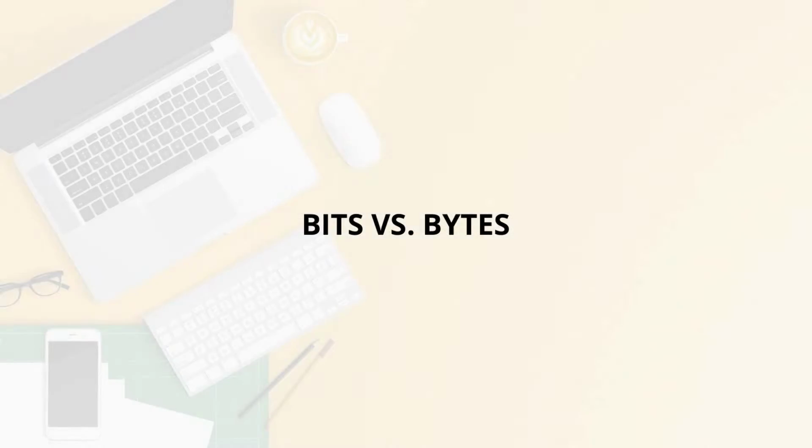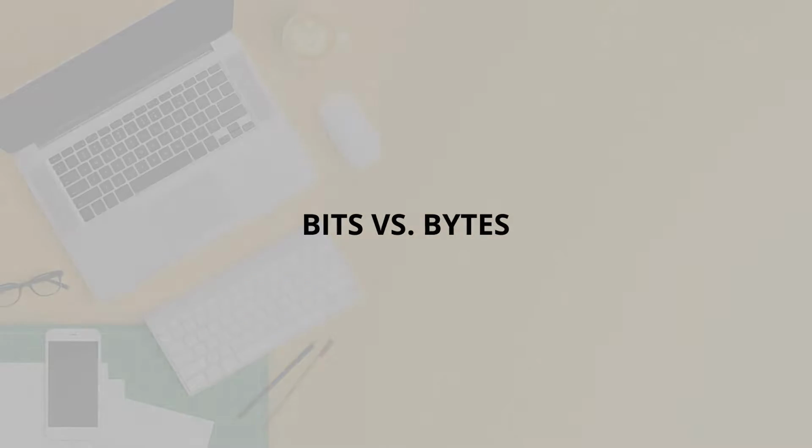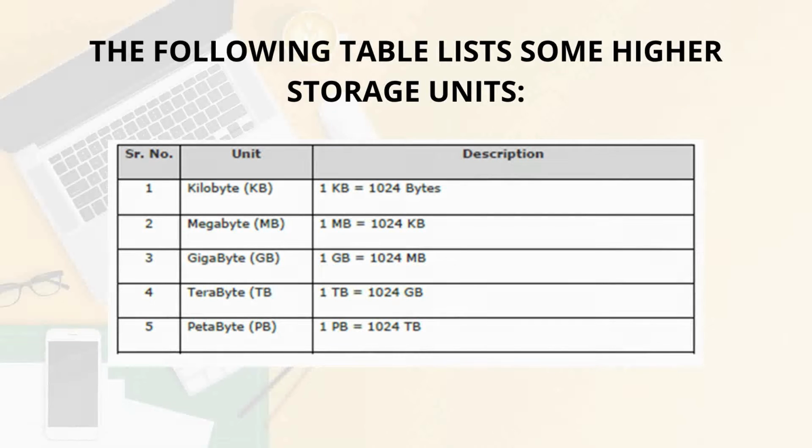Bits versus bytes. The difference between the two, aside from its size, usually storage space, is expressed in bytes while transmission speeds are expressed in bits. The following table lists some higher storage units.